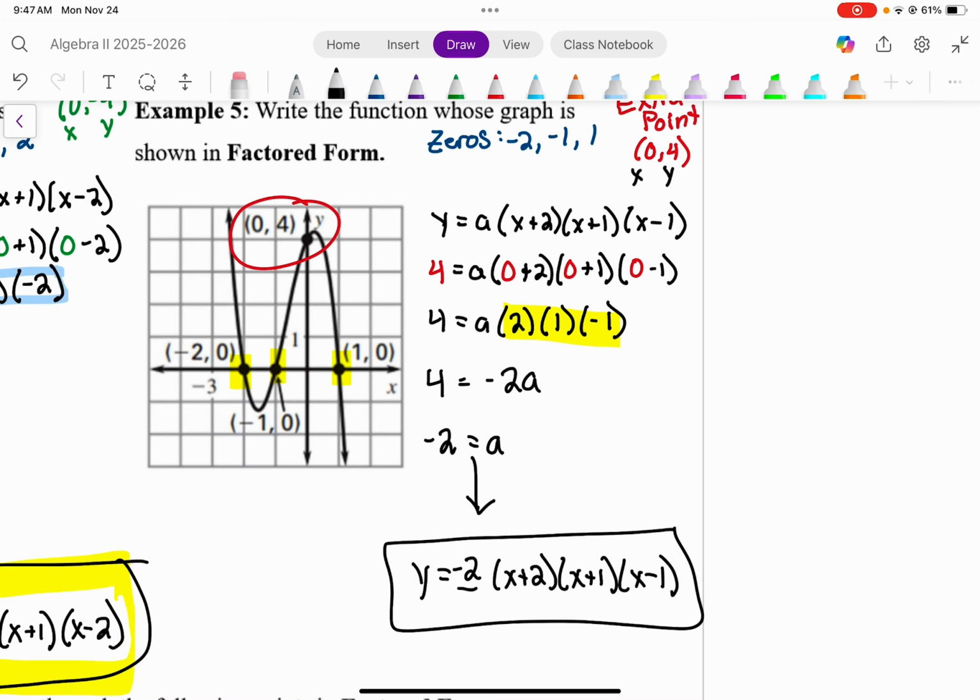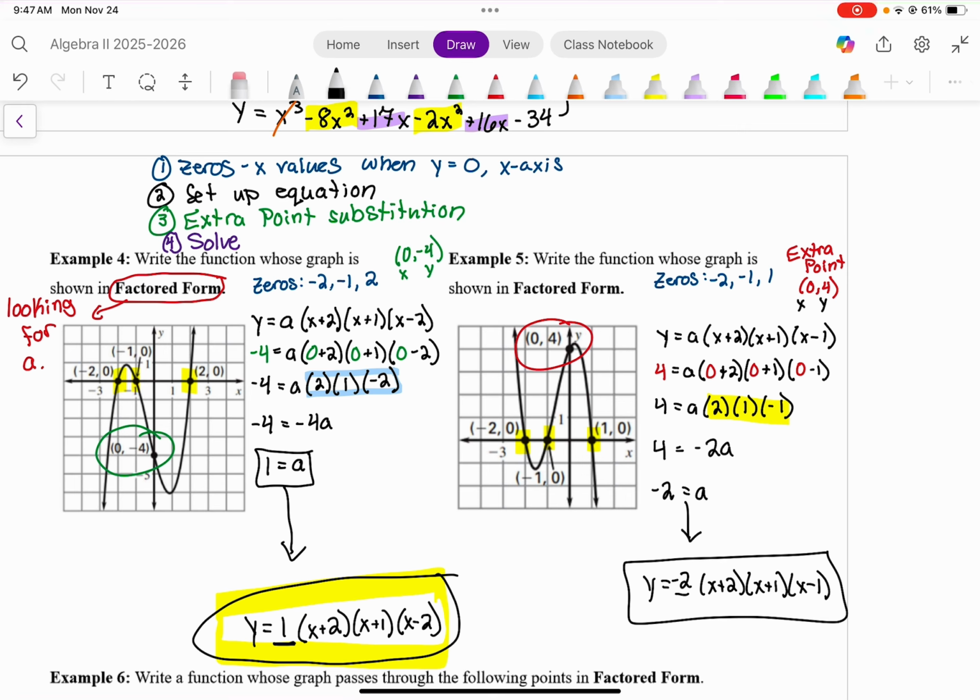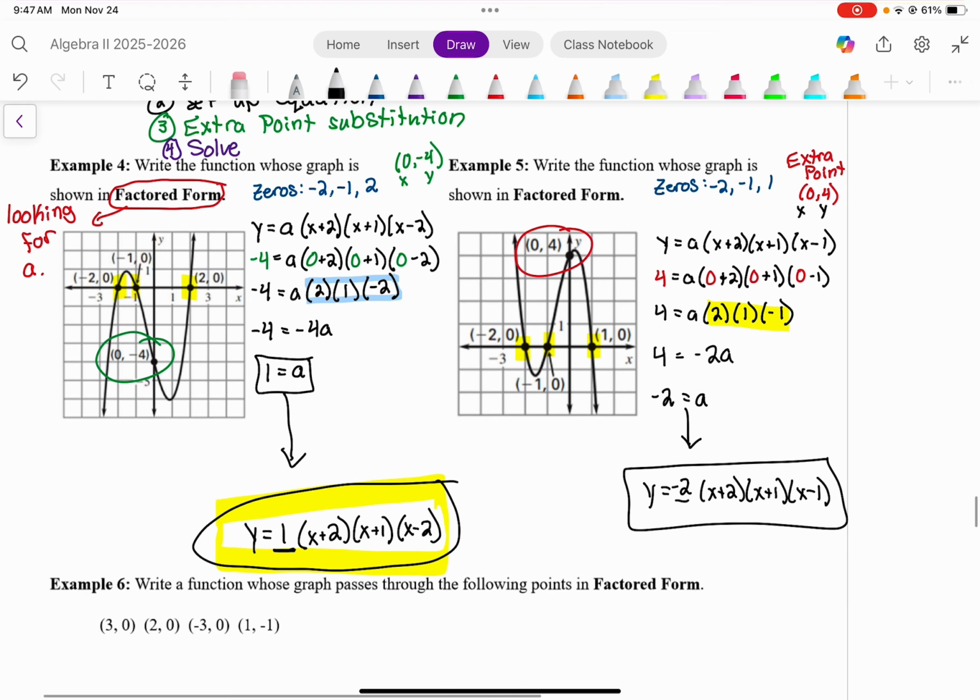Okay, if you have any questions on this part, make sure you reach out. The next one will be going over how to write an equation just given points and not the graph.